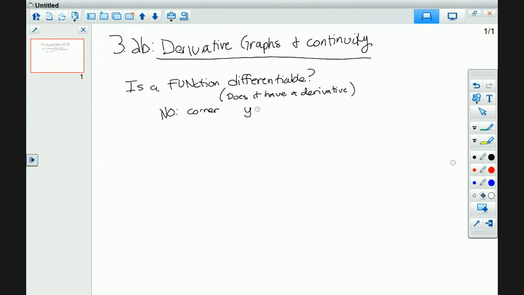So if you like this, there's a corner, not differentiable at x equals 0. It's differentiable everywhere else, right? But not at 0, because that's what a corner is. Okay?